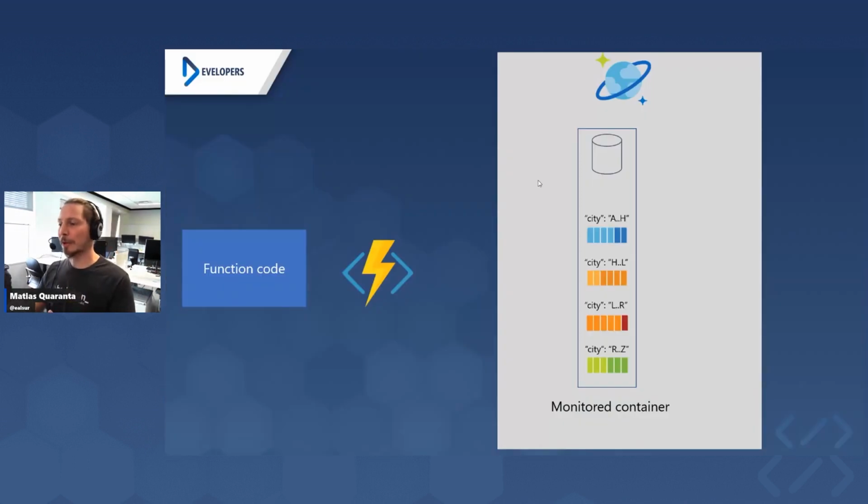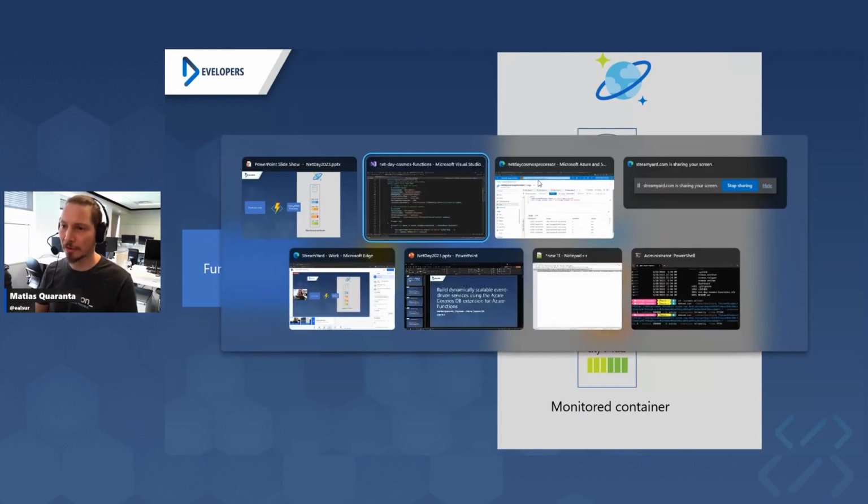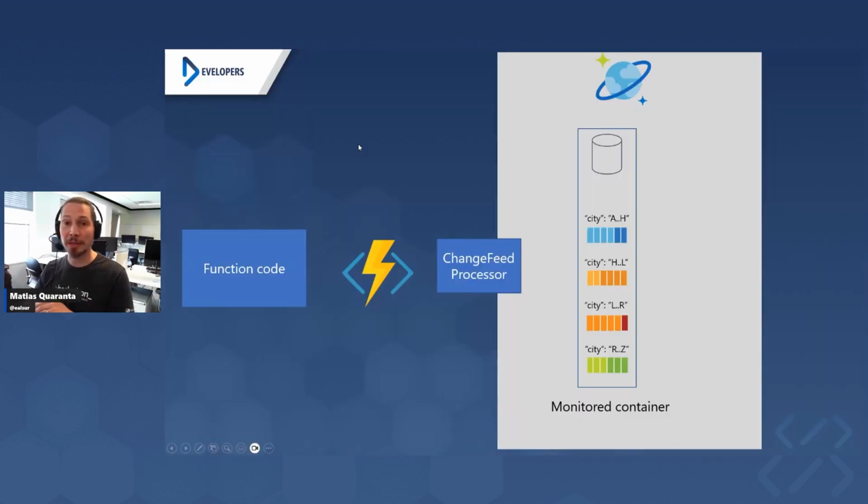Now, going back to the slides, we have this container. Let's say that it has, for the sake of example, 4 physical partitions. Now, there is this concept of the change feed processor. What is happening underneath this function, under the simplicity of just writing a Cosmos DB trigger, is that we are running the Azure Cosmos DB .NET SDK.